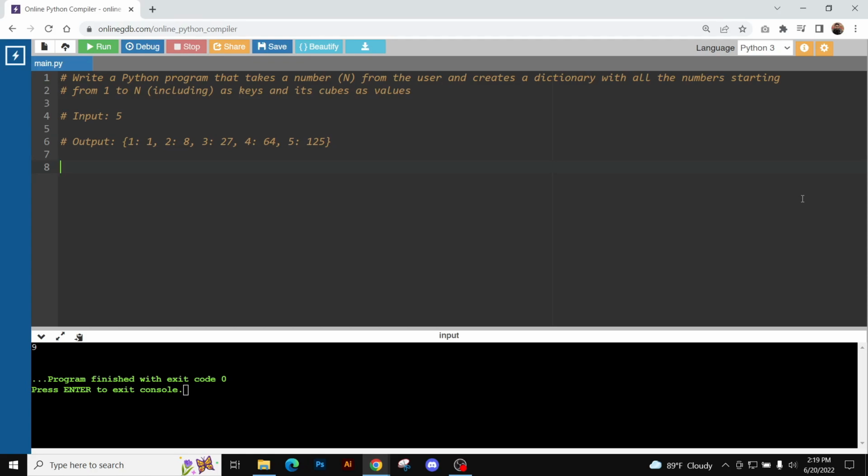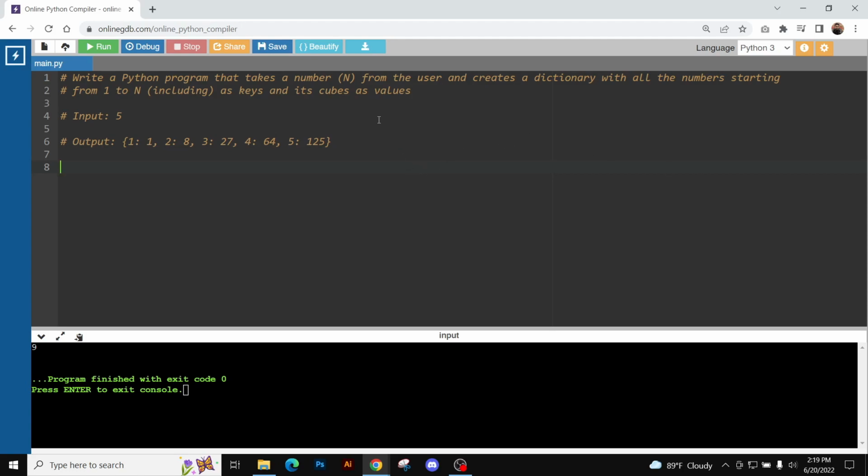Today we're going to solve a new dictionary problem. We have been told that we are going to take a number from the user and create a dictionary starting from 1 to the number as keys and its cube as values. Let's see the example to understand more.